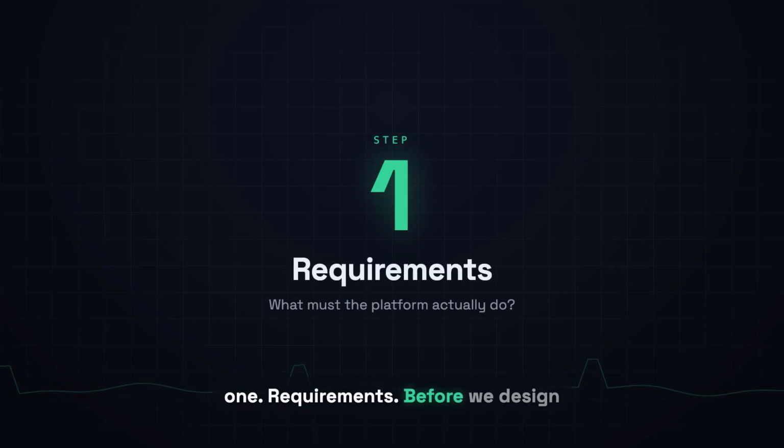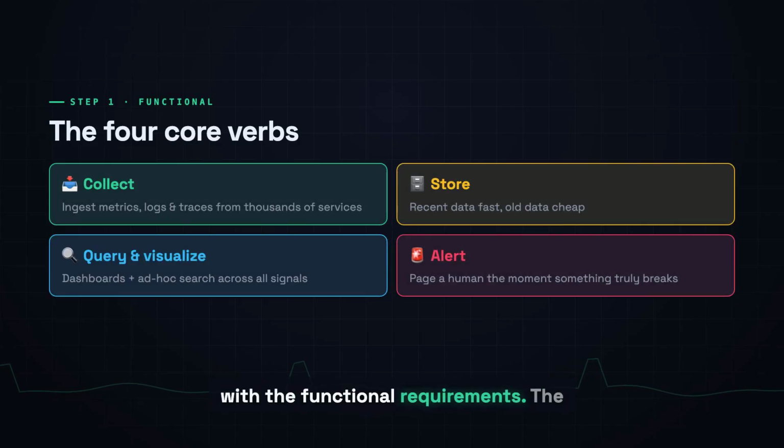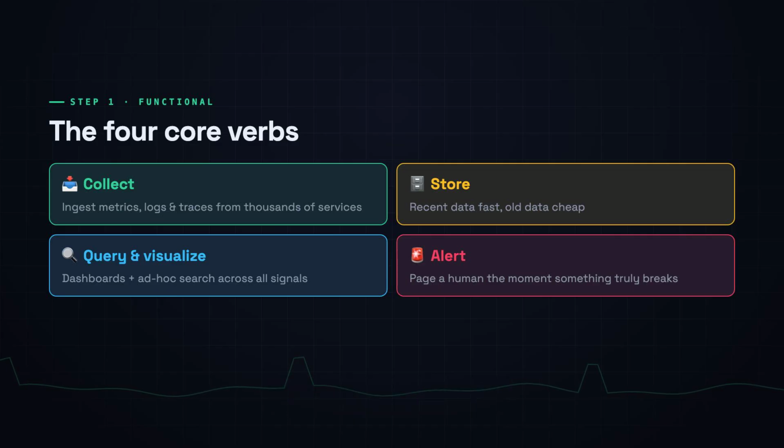Step 1, requirements. Before we design anything, we have to agree on what this platform actually needs to do. Let's start with the functional requirements, the concrete features. First, the system must ingest telemetry, that is, collect metrics, logs, and traces from thousands of services. Second, it must store that data efficiently, keeping recent data fast to access and older data cheap to keep.